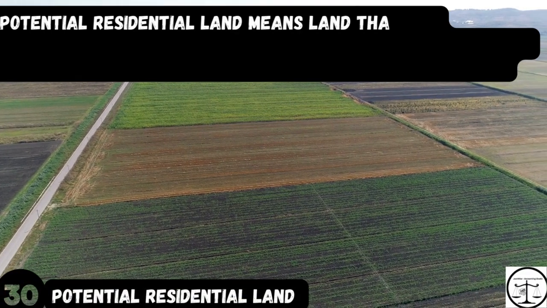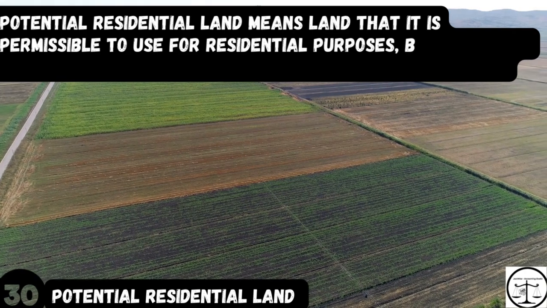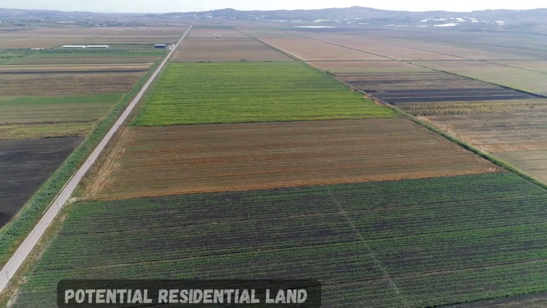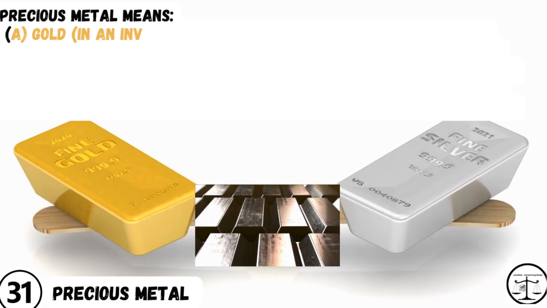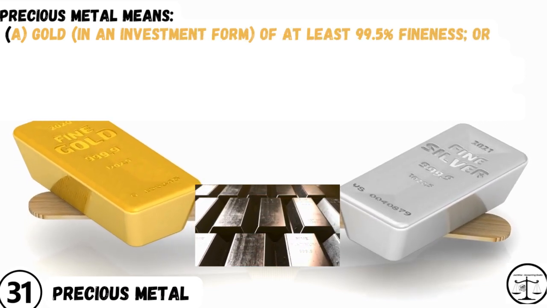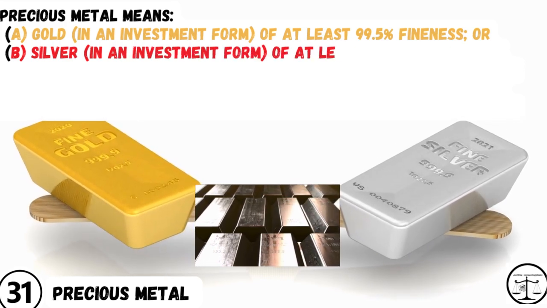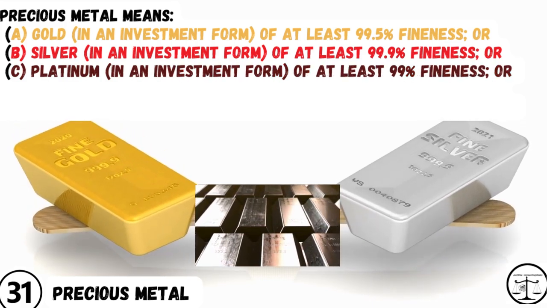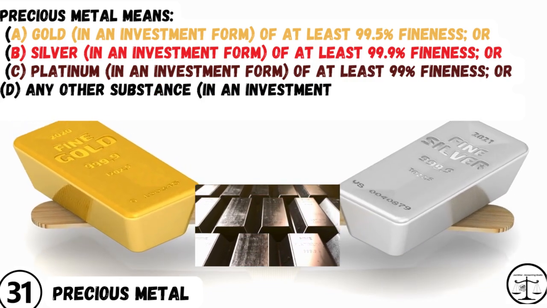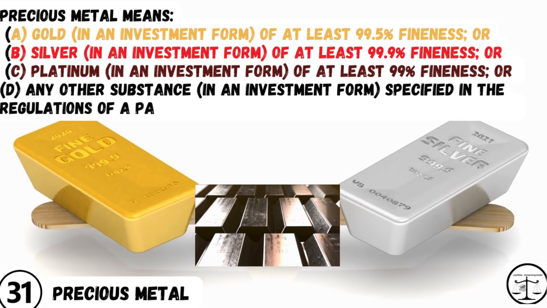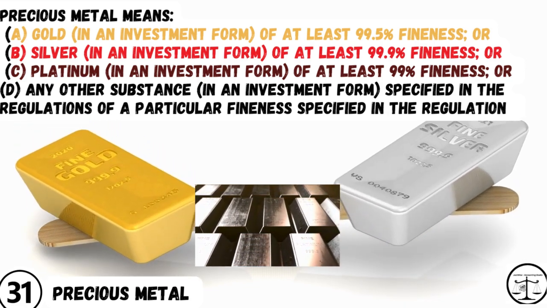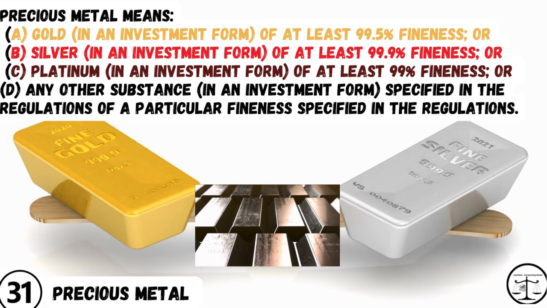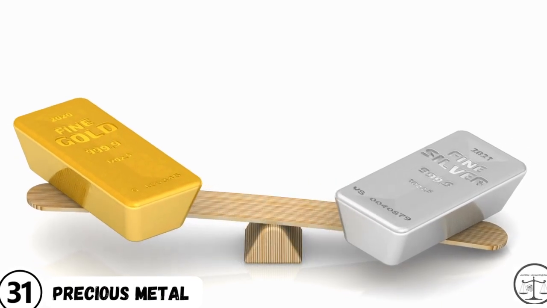Word number 30. Potential residential land means land that it is permissible to use for residential purposes, but that does not contain any buildings that are residential premises. Next word. Word number 31. Precious metal means a. Gold, in an investment form, of at least 99.5% fineness, or b. Silver, in an investment form, of at least 99.9% fineness, or c. Platinum, in an investment form, of at least 99% fineness, or d. Any other substance, in an investment form, specified in the regulations of a particular fineness specified in the regulations.